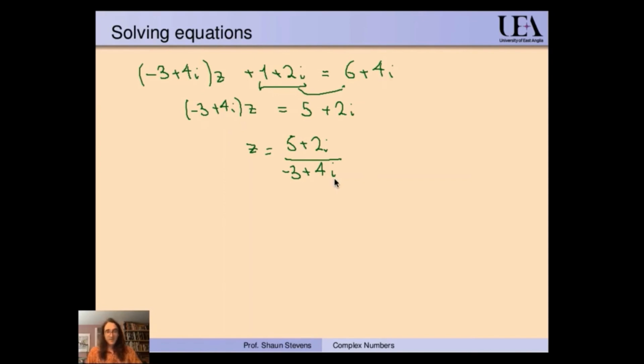It doesn't look like a complex number yet because we're dividing two complex numbers, but we know how to divide two complex numbers, and you can do that. And in fact, I've chosen the same numbers as I had before, so we've actually already done this calculation. It's minus 7 over 25, minus 26 over 25.